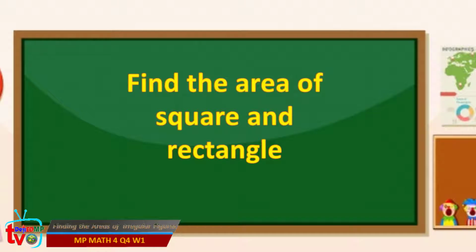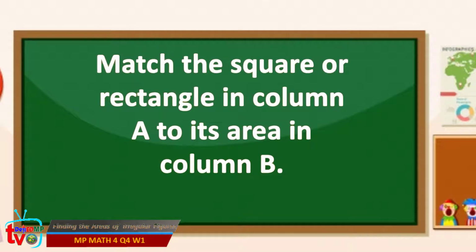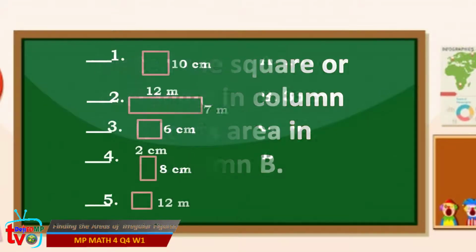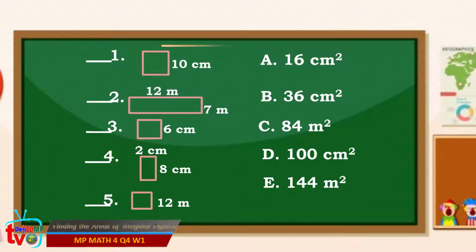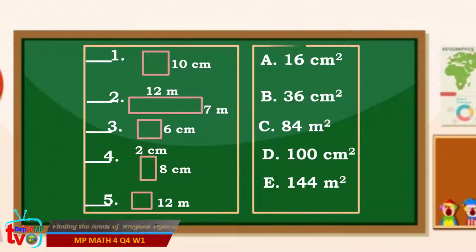Let's do the following activity for a quick recall of finding the area of a square or a rectangle. Do this in 10 seconds. Match the square or rectangle in column A to its area in column B. Write the letter of the correct answer on your answer sheet. This is column A and this is column B. Your time starts now.